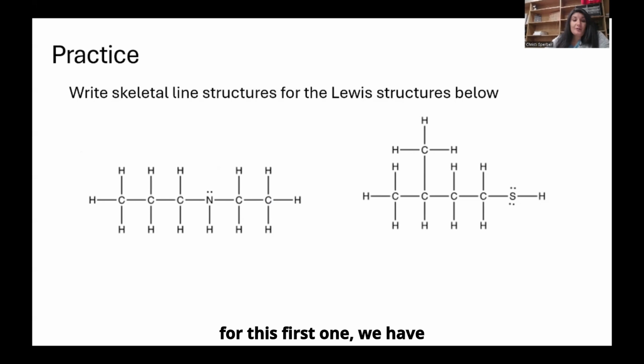So for this first one, we have 1, 2, 3 carbons. We have a nitrogen bonded to a hydrogen. We have to write the hydrogen, and then 2 more carbons. So 1, 2. And then that is our skeletal line structure. So it's exactly the same as before. We just have to write out our heteroatoms.